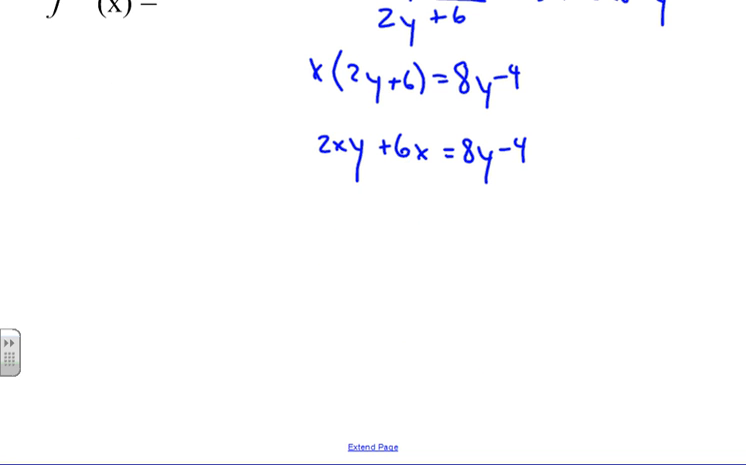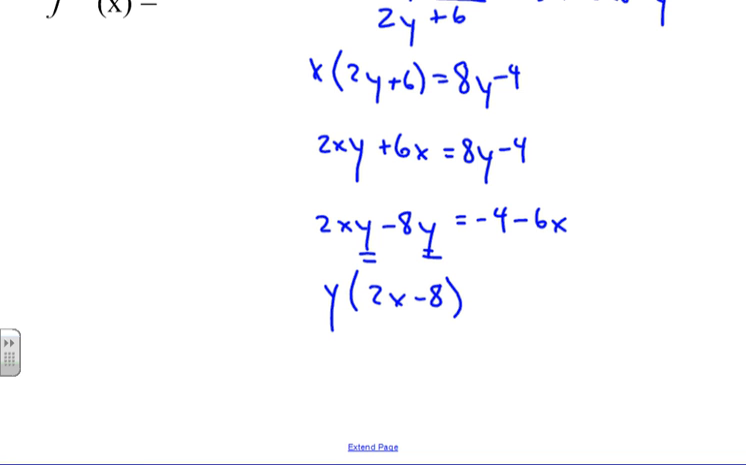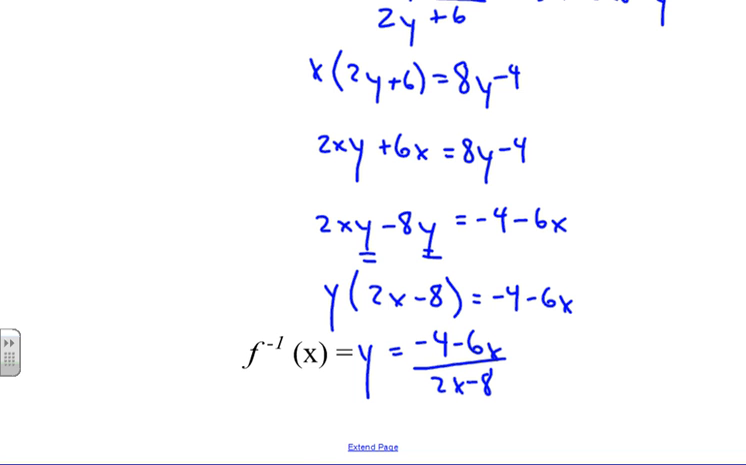From here, we want to get all the y's on one side and all the x's on the other side, so I'll keep this right here. I'll just subtract 8y, and then I'll subtract this 6x to this other side. From here, one of these things is just like the other. What can we factor out? Factor out a y. It's right here. -4 minus 6x. And then we can divide on through the other side. -4 minus 6x over 2x minus 8. And that, my friends, is going to be our inverse function.